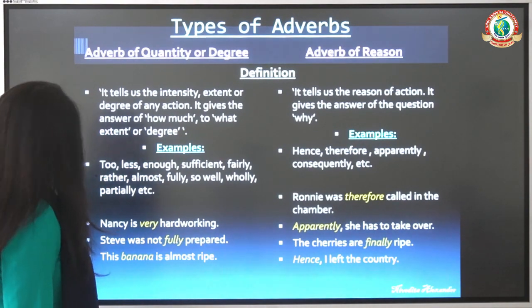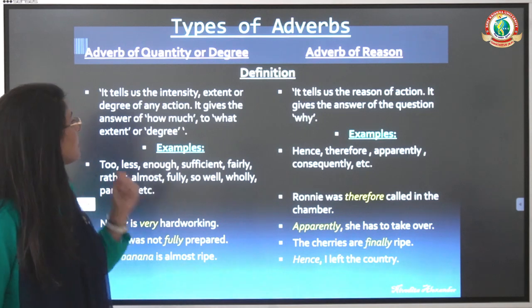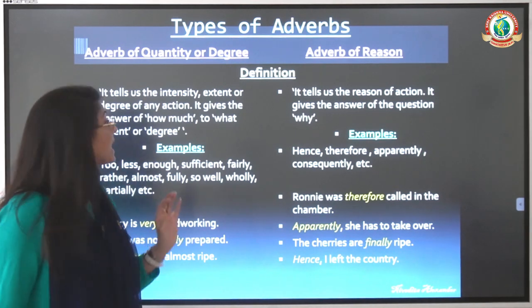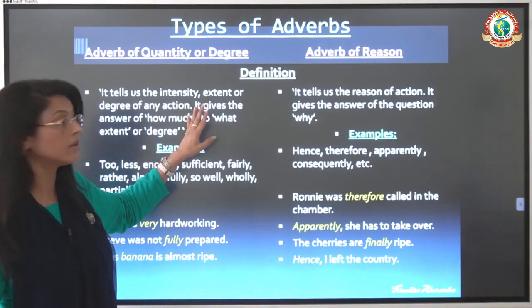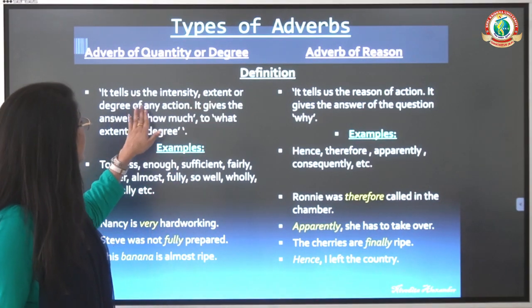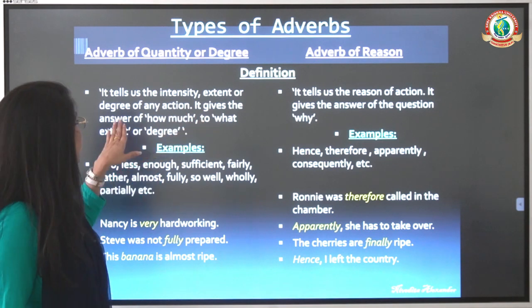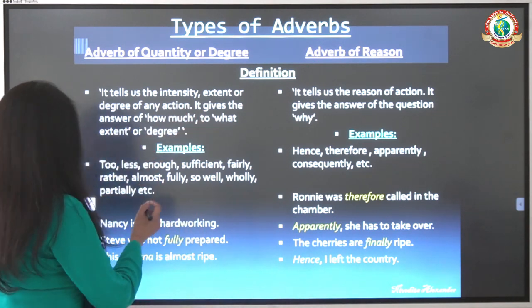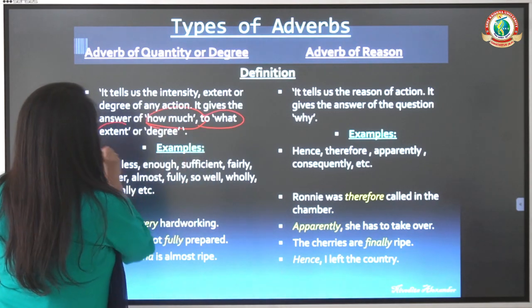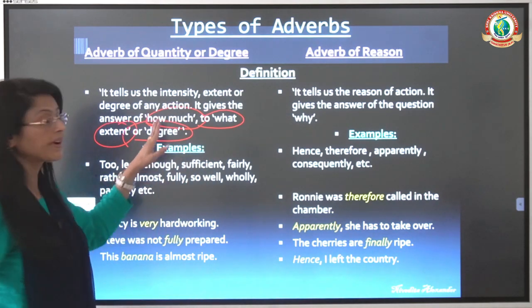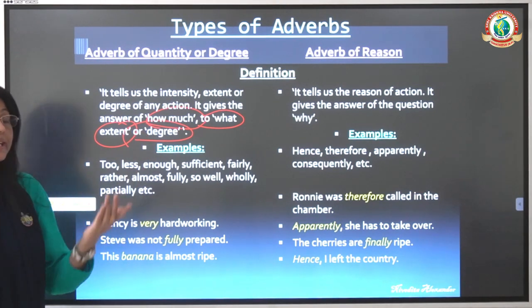So adverb of quantity or degree. Now what is the definition for that? It tells us the intensity, how fast, how slow, the extent or degree of an action. It gives the answer of how much, to what extent or what degree. This is very important. How much, to what extent.